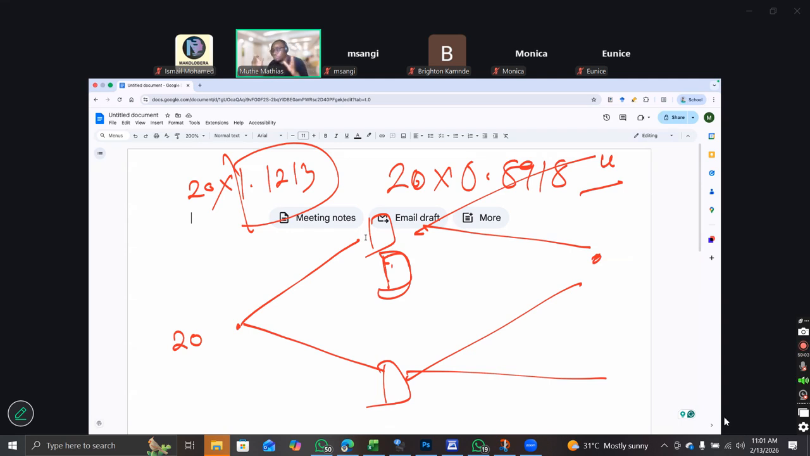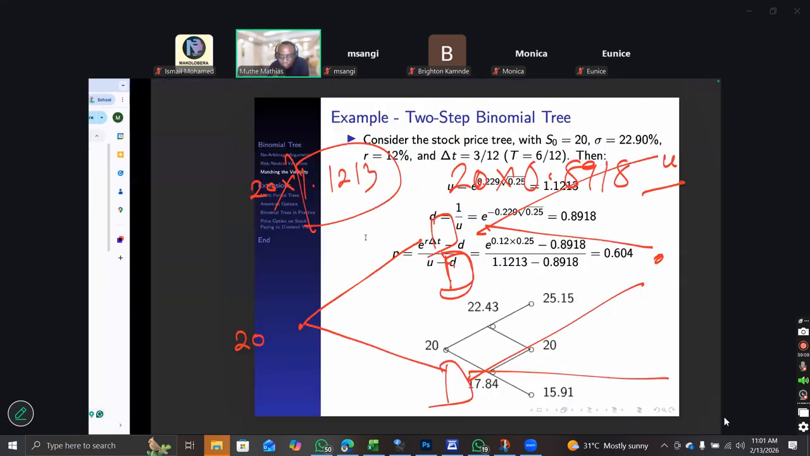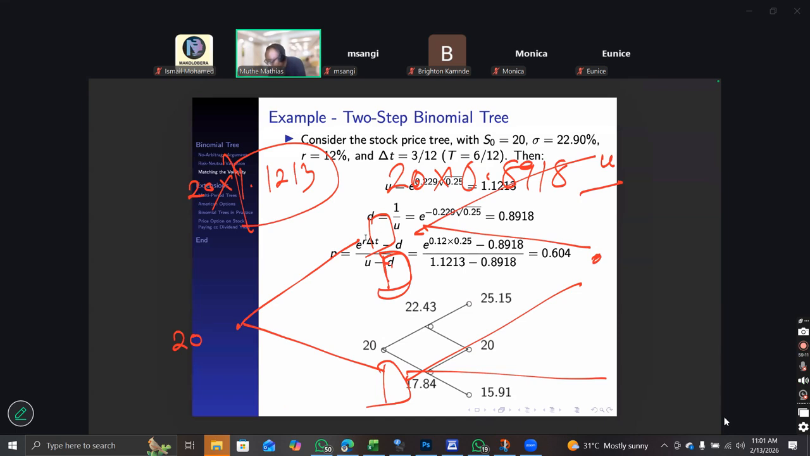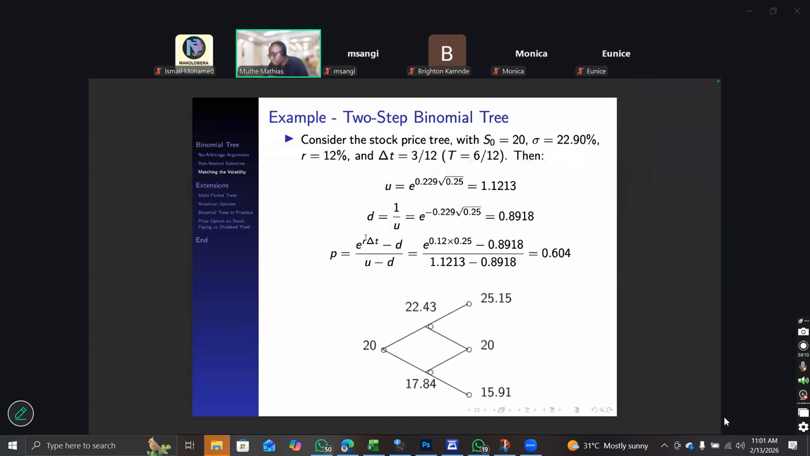And then you move on and on and on. You can construct the tree as long as you have the U and the D and the initial stock price. You'll get an idea of how this is going to look. All right, so this is what we have done to get this tree here.